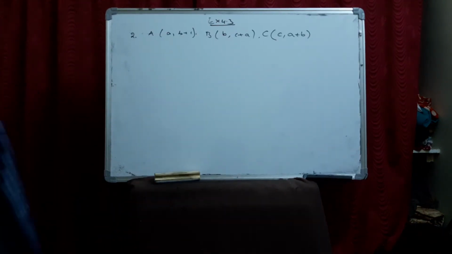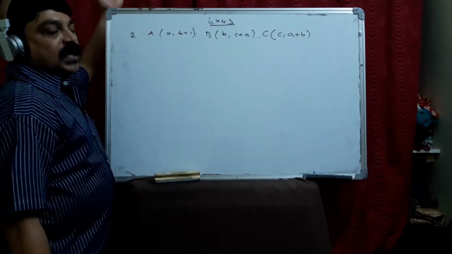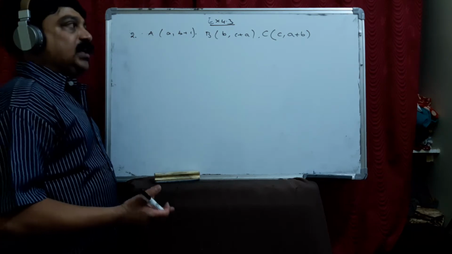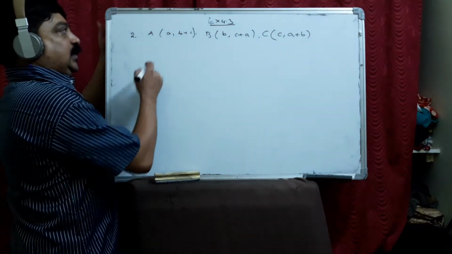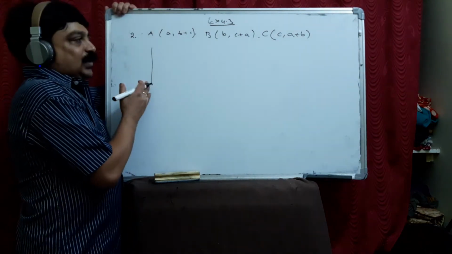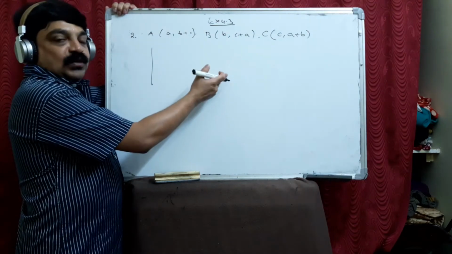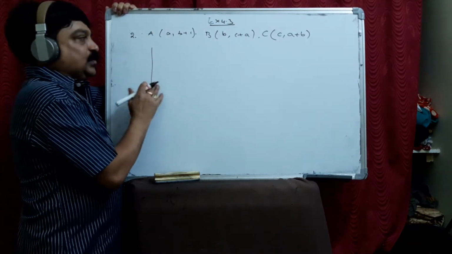In the second question, they asked us to prove that these are collinear. Collinear means the determinant should be 0. Let us find the determinant. If it is 0, then we can conclude that the given points are collinear. No need to take 1 by 2, because 1 by 2 will cross multiply to 0. If the determinant is 0, then obviously it becomes 0.